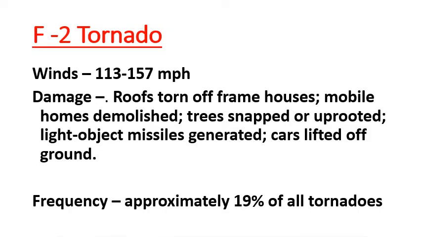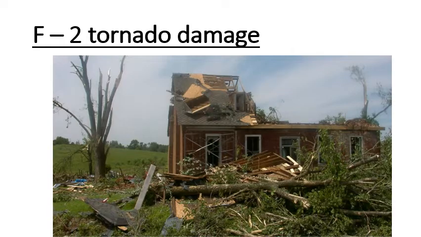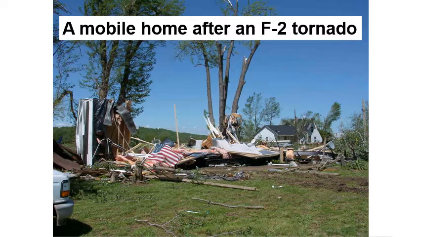Now, F2 tornadoes. F2 tornadoes start taking some of the roof off of houses, mobile homes are demolished, and cars are lifted off the ground, about 19% of all tornadoes. Here you can see F2 damage. We now have some of the roof gone. We have a large tree that has been knocked over. That's indicative of an F2 tornado. Here's a mobile home after an F2 tornado. You can see it's just totally destroyed.